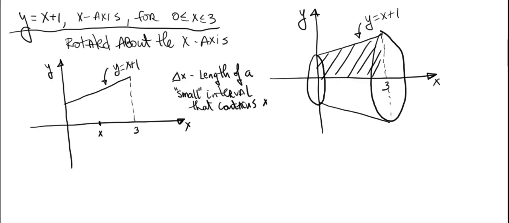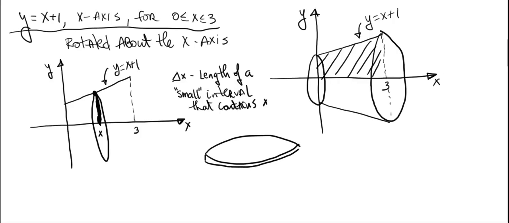And we're going to track a vertical piece of the area that looks something like this as it rotates 360 degrees. As you can see, it's going to generate a disk that looks like that. The radius of this disk is the y-coordinate of this point on the line y equals x plus 1. So let's take this disk and put it sideways, so we can examine it further. It looks like a coin, or as I said earlier, a pancake. Its radius here is y, and this is the length of our interval that contains x. We define it as delta x.